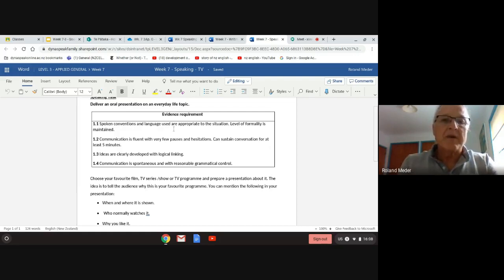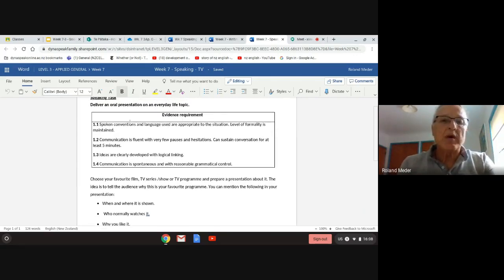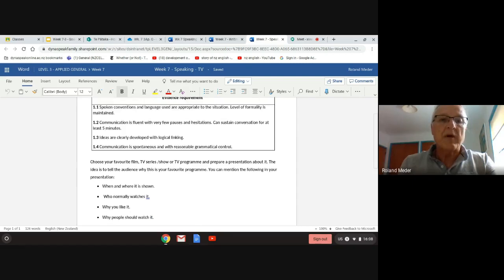So this is preparation for an oral presentation. Here, the speaking evidence, the evidence requirements, we want you to use spoken conventions and language that is appropriate to the situation. The level of formality is maintained. So it means you're speaking to a group of people. You want to speak politely. You want to speak semi-formally. It's not as if you're speaking to family or very close friends. It's a semi-formal situation.